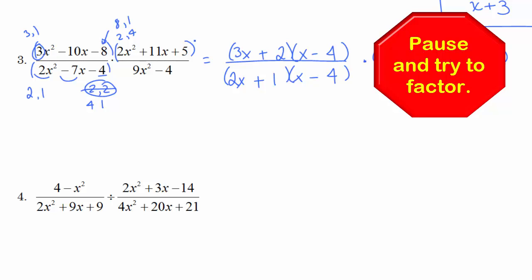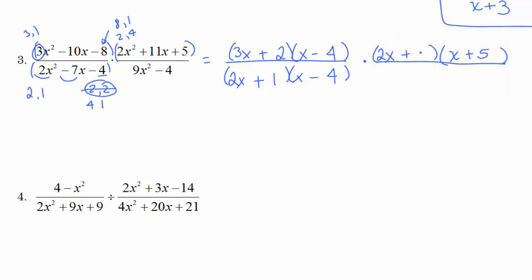Good news is I only have one choice for 5, 5 and 1. Everything's positive. You put it where you think it should go. Does that give me an 11x in the middle? Yes, it does. On the bottom, the difference of two squares, a little bit easier.